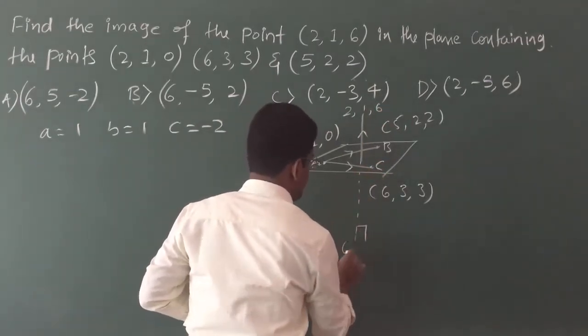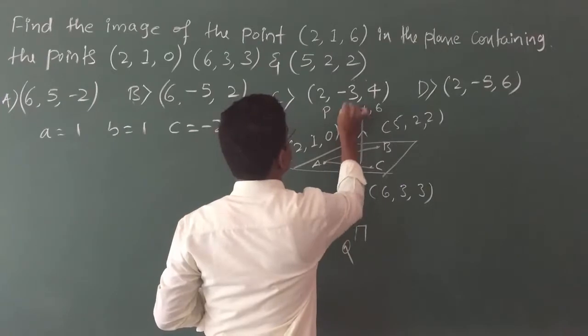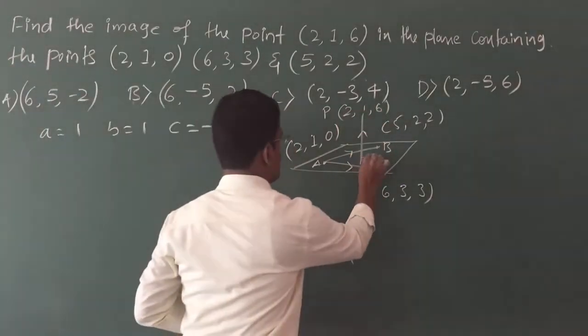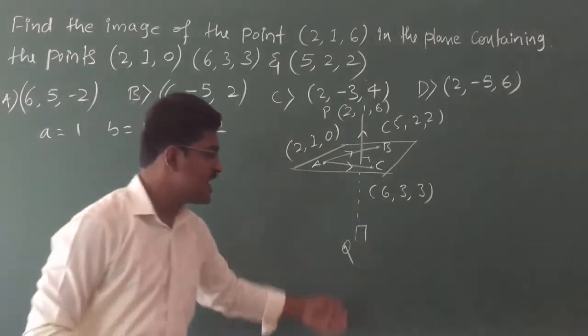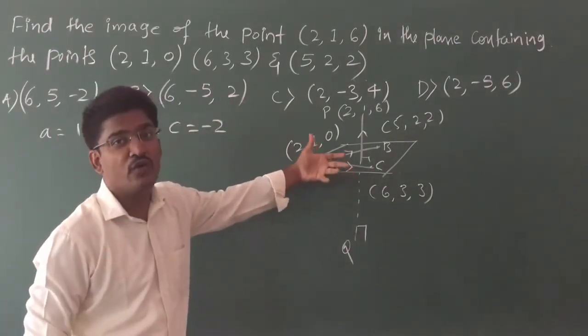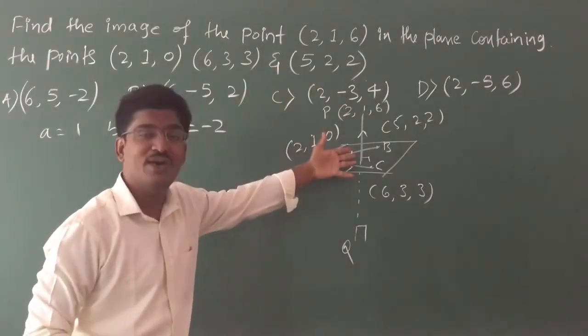Let us choose this point 2, 1, 6, and the image of this will be here, that is Q. I will consider this as P, that is 2, 1, 6. So to find the value of Q, first I will solve the equation of the plane. Already I have got the normal vector.